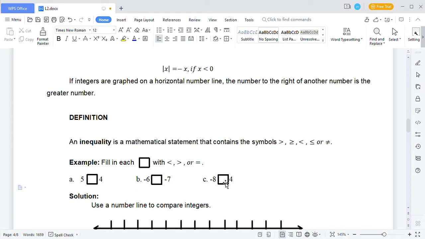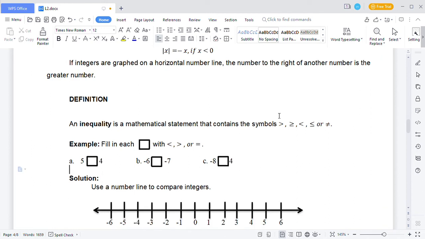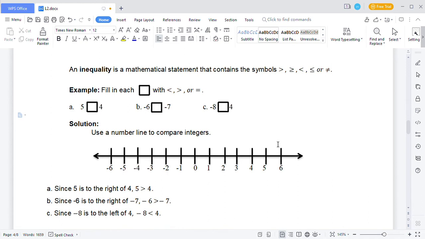For letter C, what is our letter C? Is it greater than, less than, or equal? Okay, negative 8 is less than 4. That's less than 4. Less than for letter C. Negative 8 is less than 4. Again, negative 8 is less than 4.